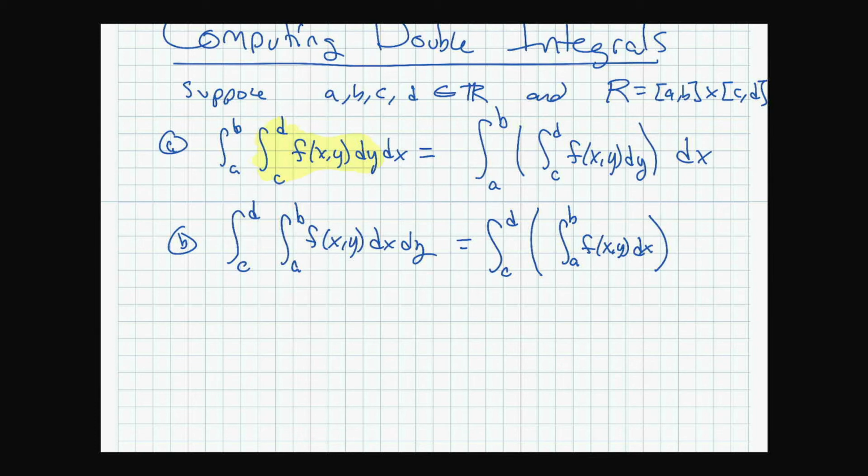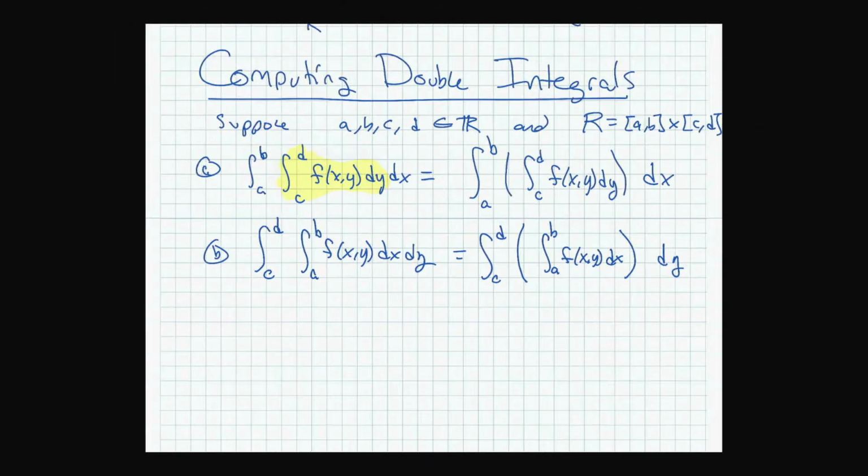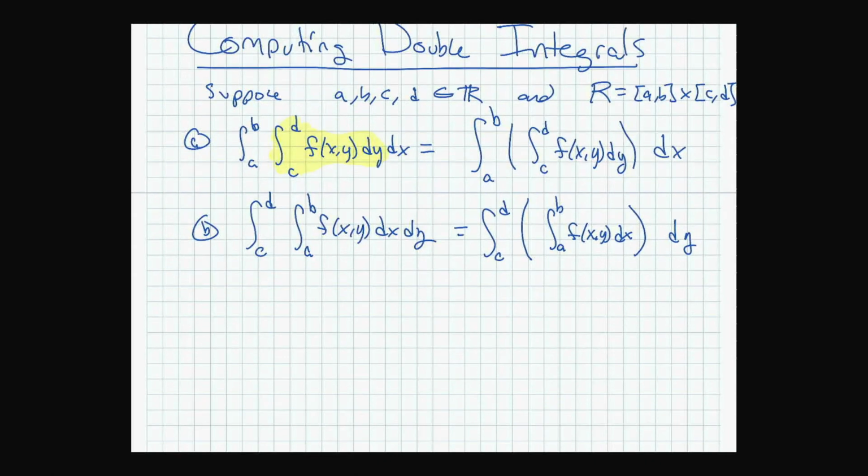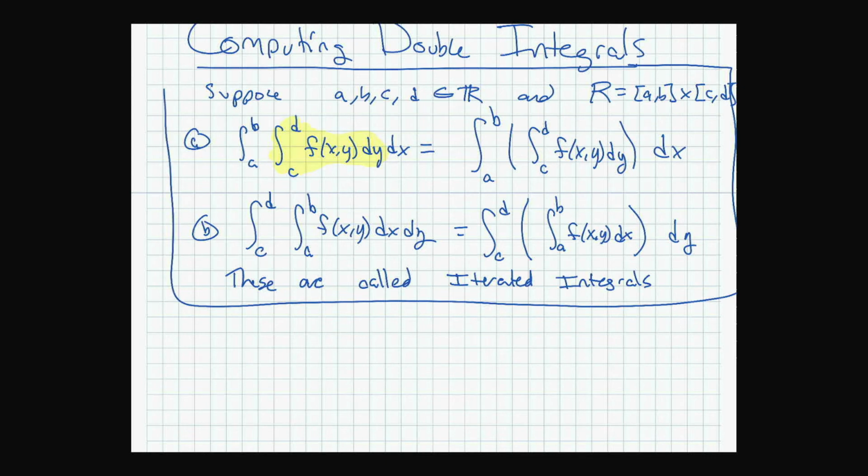And then after you're done with that integral, you do a separate integral dy. Now, this is just a definition of what we call iterated integrals. Okay, so these are called iterated integrals. That's not going to make a box, is it? No. Okay, so those are called iterated integrals.